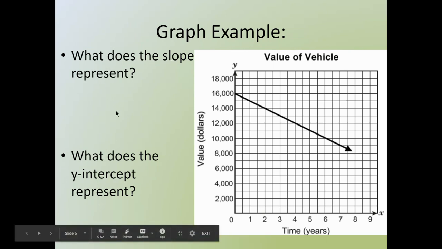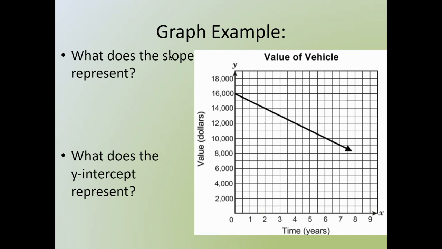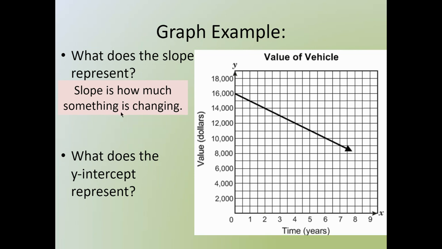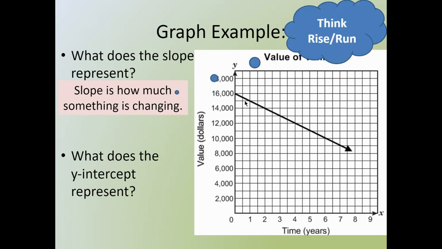Before we can answer these two questions, we need to find the slope and the y-intercept value. So how do we find slope from a graph? We need to pick two good points. Okay, so remember, slope is how much something is changing. So after picking our two good points, we're going to use rise over run. The two good points that I'm going to pick will be this point and this point.